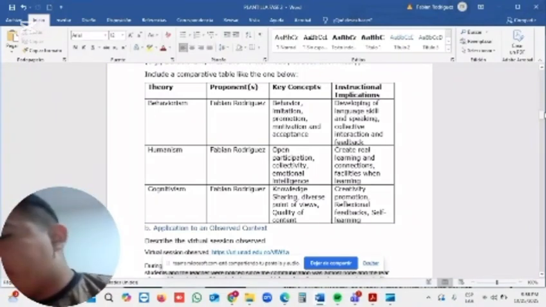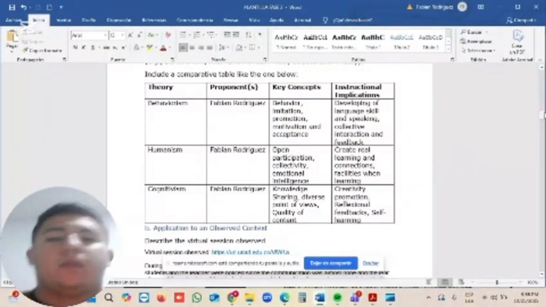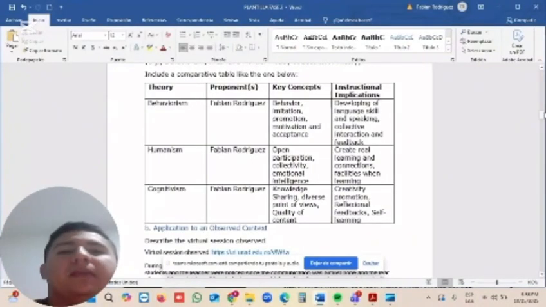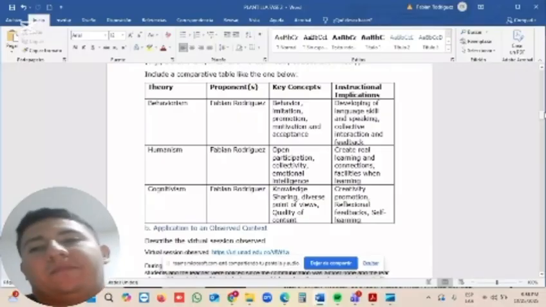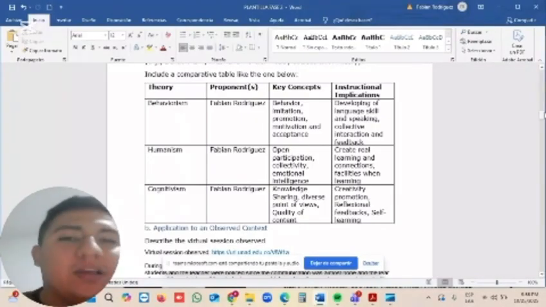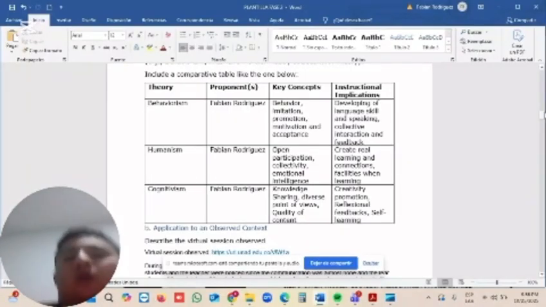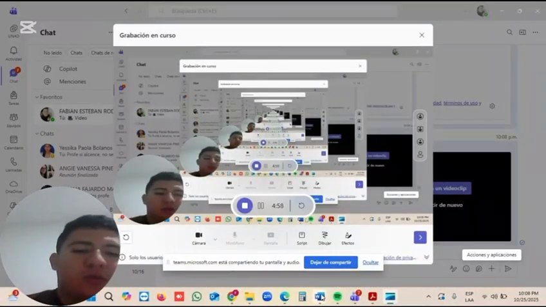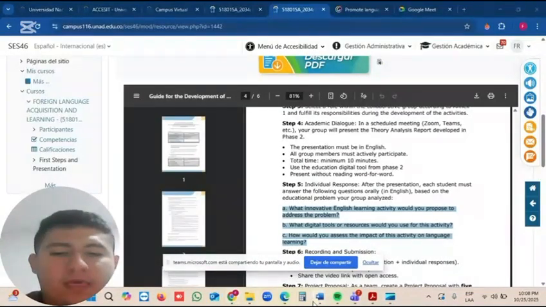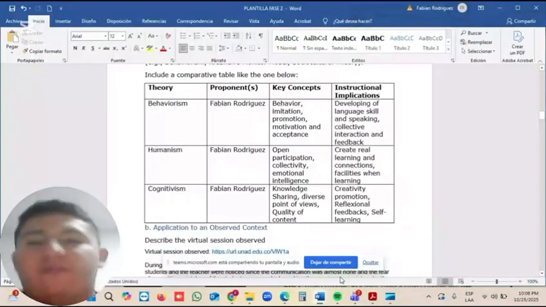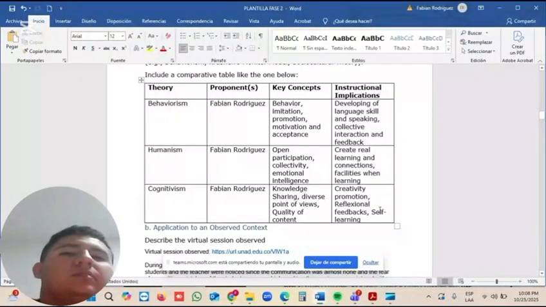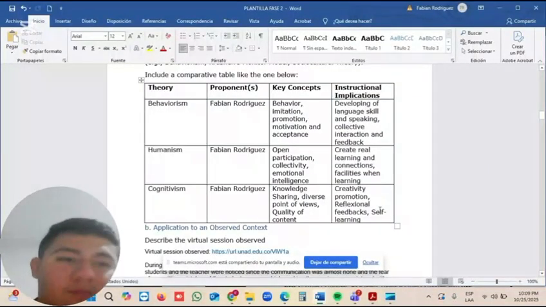It is going to be showing up and working with the class using humanism. Basically, what that creates is the confidence and the connection between the classroom, the students, and the teacher. So that's what it means: create real learning and connections. That's obviously going to make the process easier and make the group feel confident about speaking English and using the English language. Cognitivism is trying to promote the connections, the reflections, and all the feedback, so that way the students can self-learn and improve.